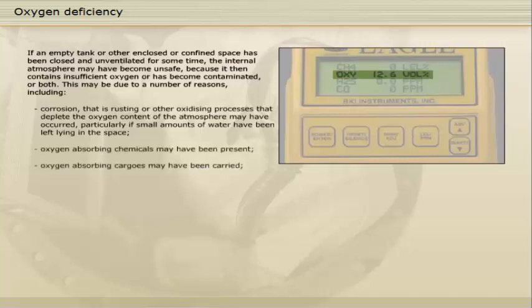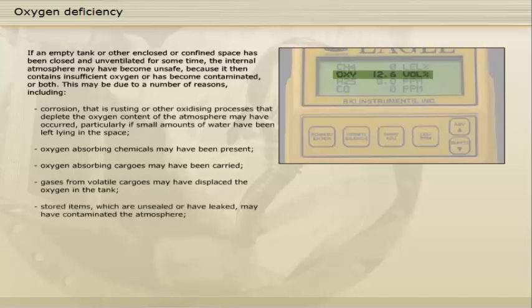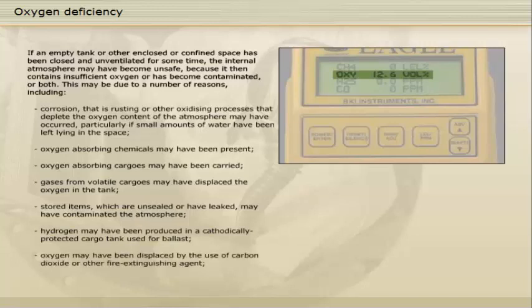Oxygen-absorbing cargoes may have been carried. Gases from volatile cargoes may have displaced the oxygen in the tank. Stored items, which are unsealed or have leaked, may have contaminated the atmosphere. Hydrogen may have been produced in a cathodically protected cargo tank used for ballast. Oxygen may have been displaced by the use of carbon dioxide or other fire-extinguishing agent. Inert gas may have been introduced into the space.